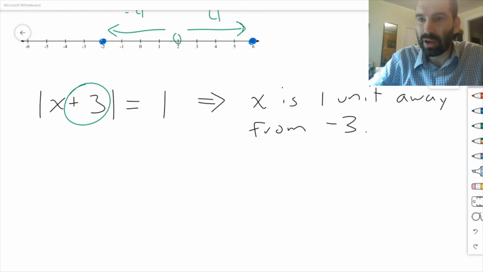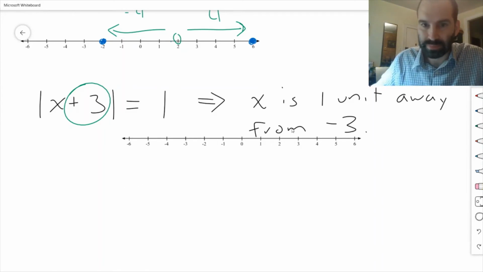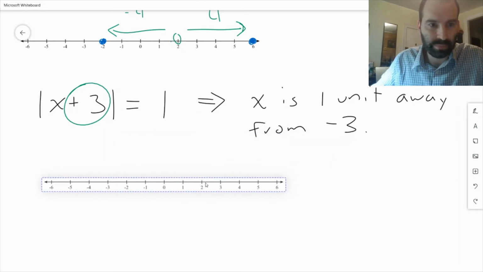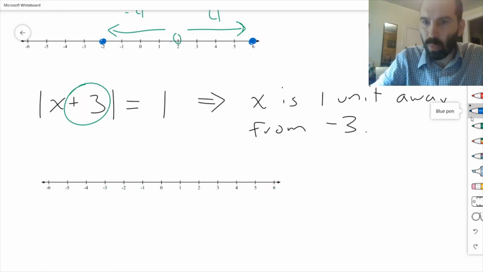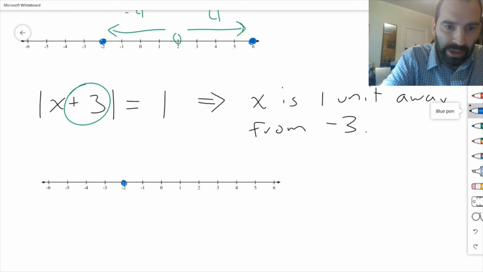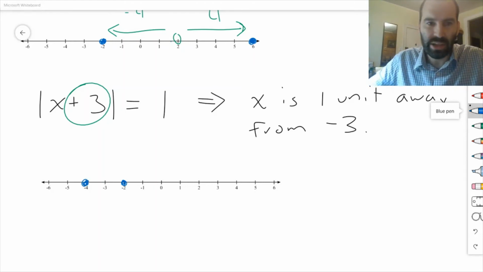Okay, so very quickly I could sketch this on the number line. And so I'm 1 unit away from -3, so that means I'm here or here, right? So I can see there's 2 answers, x equals -4 or x equals -2, right?